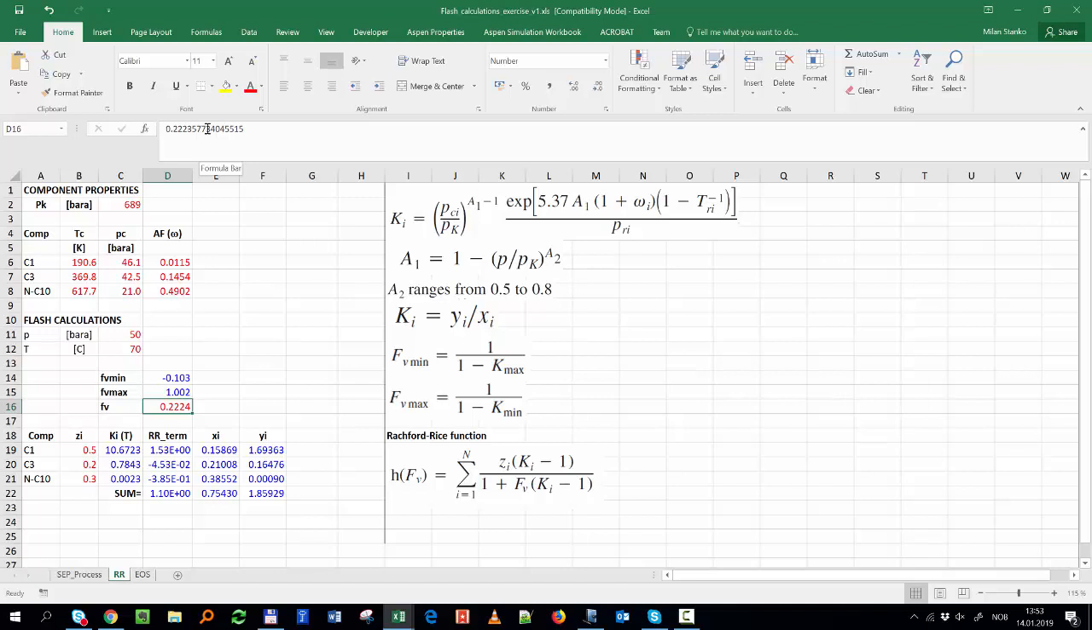Now I ask you, can I get an FB which is not in between 0 and 1? Could that happen? You might say no, right? It shouldn't happen if I have a mixture. But what happens if I have no idea? I'm testing that composition, and maybe that composition is in liquid or is in vapor. In that case, I might get an FB which is outside of 0 and 1.